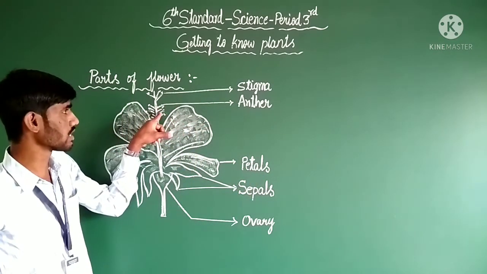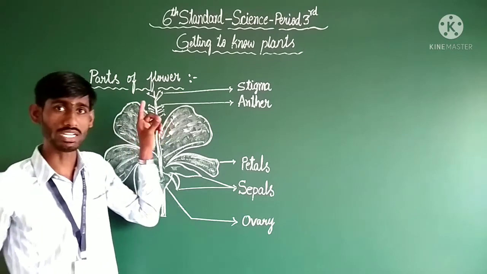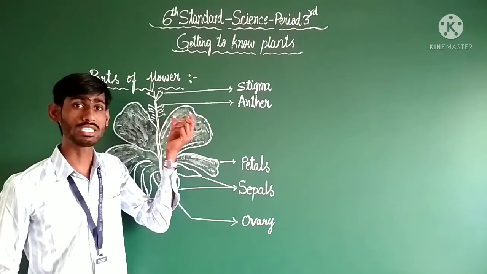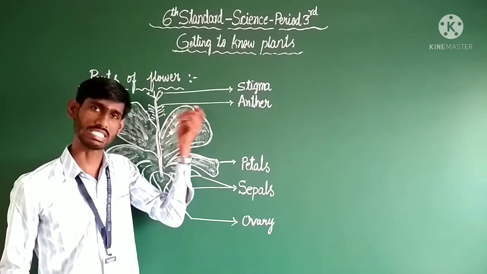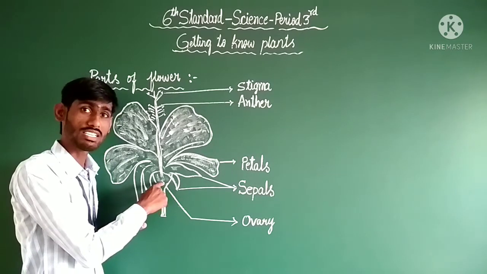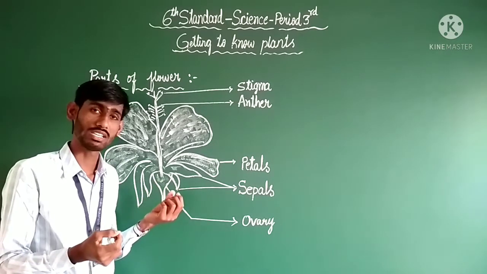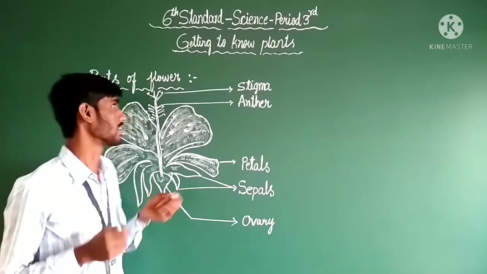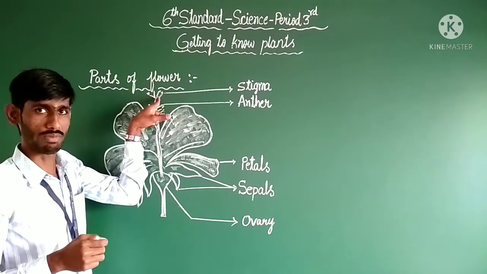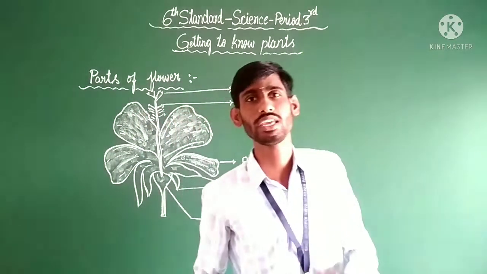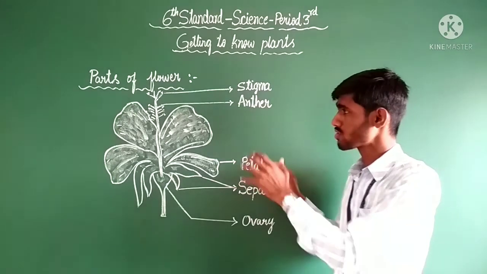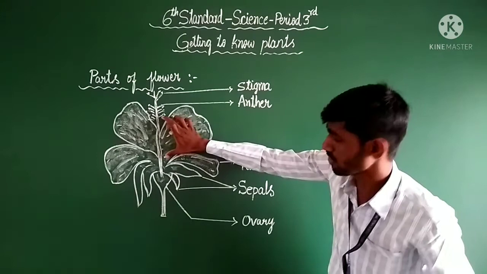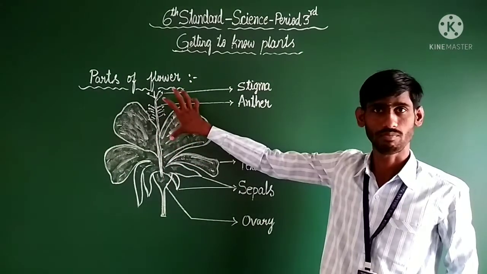Dear children, this is the anther. Okay, anther is nothing but the male part, containing the pollen grains. It means male gametes, I mean male cells. But the ovary consists of ovules. That indicates female gametes, I mean female cells. This part we call the stigma. Dear children, each and every flower has almost these specific parts. Okay, dear children, this part we call the style, totally the pistil.